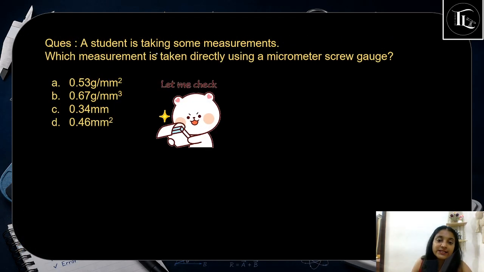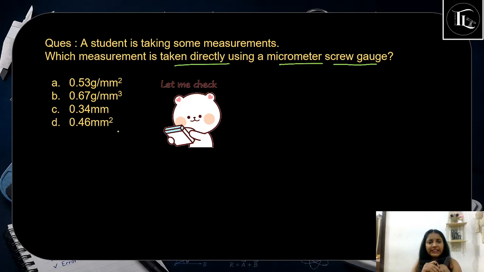Then a student is taking some measurements. Which measurement is taken directly using a micrometer screw gauge? If you see here, you don't have any apparatus, diagram, or data given to you, and you will be confused. Your focus will be on the values here, the magnitude, but you don't have to focus on those values. The reason being, the units are different. And since you don't have any data, diagram, or anything to tell about the magnitude, you just ignore it.